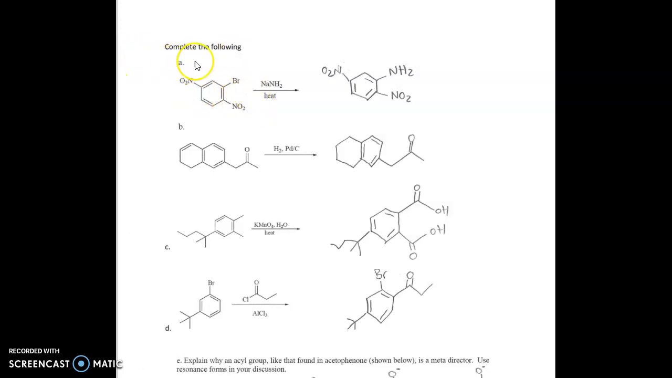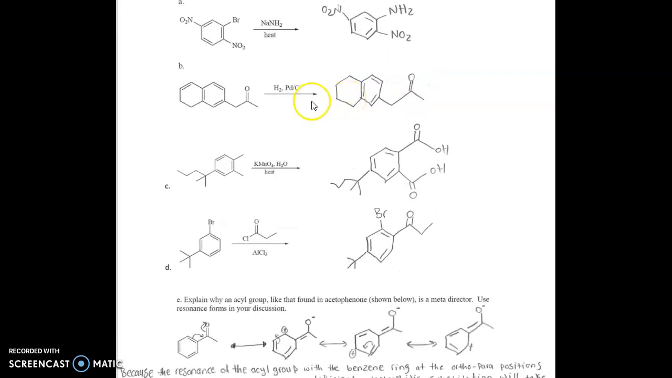For the first couple of questions, it says complete the following. So here I have this structure. It is a nucleophilic aromatic substitution reaction because here I have a halogen. The NO2 is a strong electron withdrawing group, and the NH2 right here is the nucleophile. As the reaction goes, the bromine is replaced, and then we get the NH2 instead.